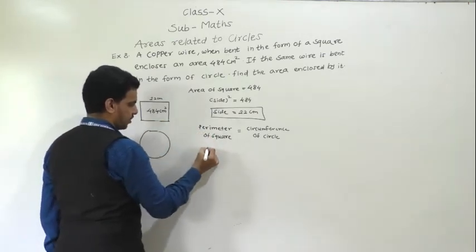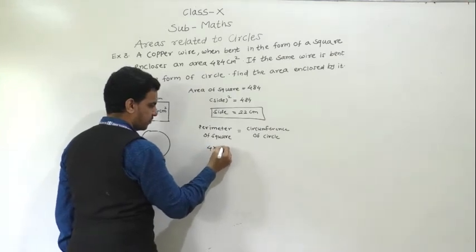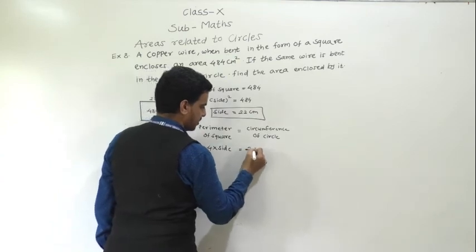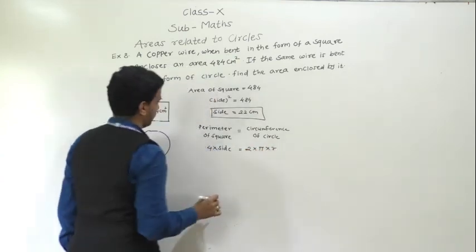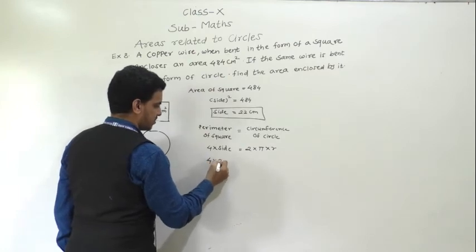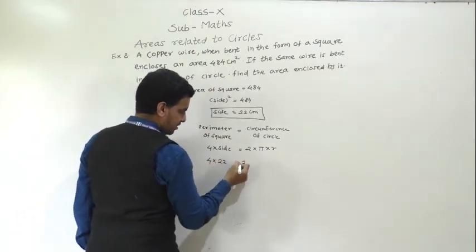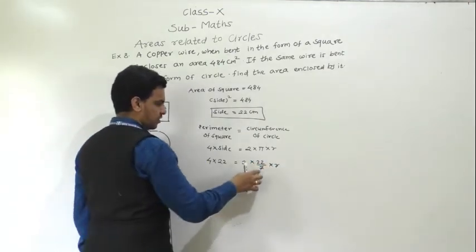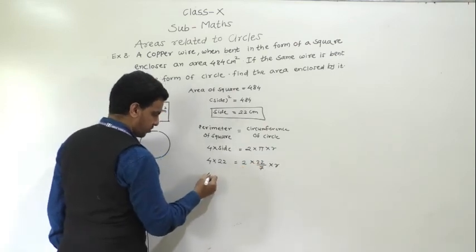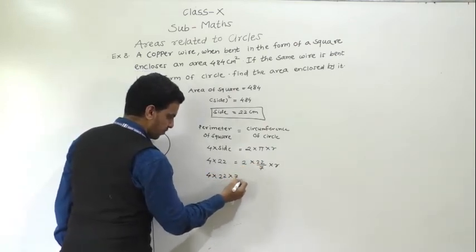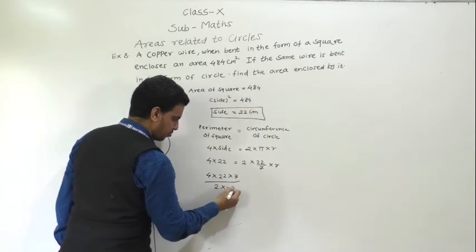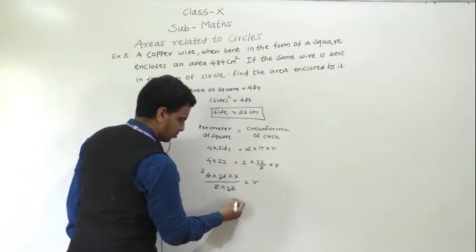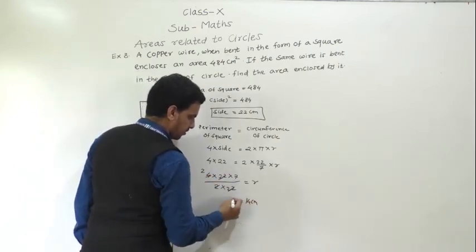So perimeter of a square, 4 into side, is equal to circumference of circle, if we suppose that it is 2 pi r. So 4 into side is 22 (the square's perimeter) is equal to 2 into 22 by 7 into r. Now this 7 multiply and 2 into 22 divide. So 4 into 22 into 7 divided by 2 into 22 is equal to r. So 2 2s are 4, 7 2s are 14. So r is equal to 14 centimeter.